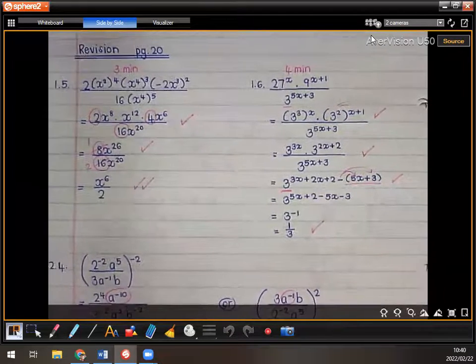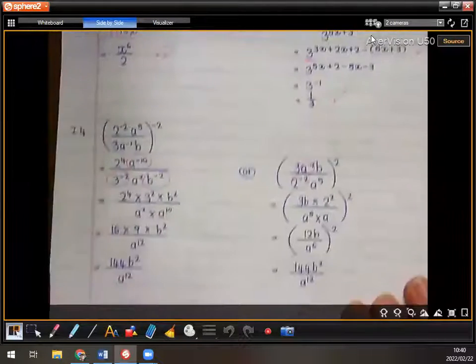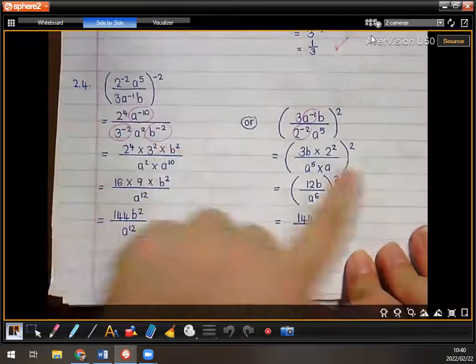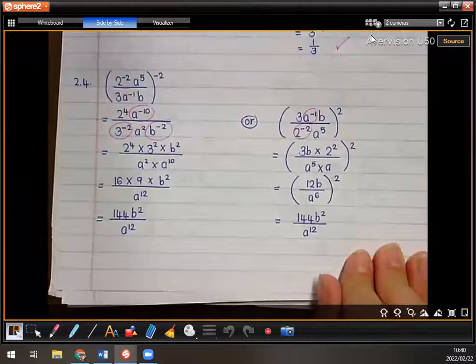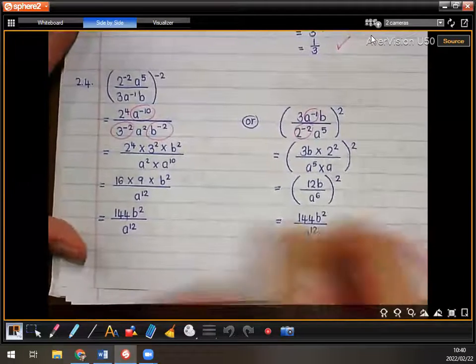Any questions? All right, for 2.4, I did 2 different workings, 2 different methods. So you can take a look there. It's up to you what you want to do first.